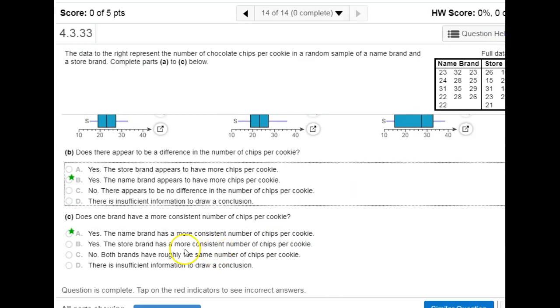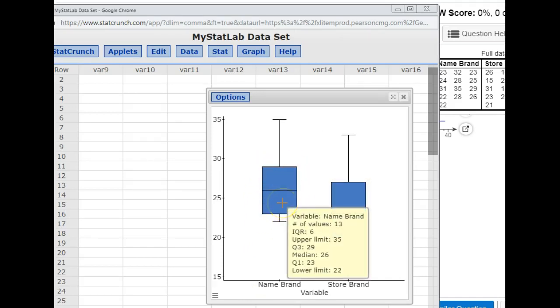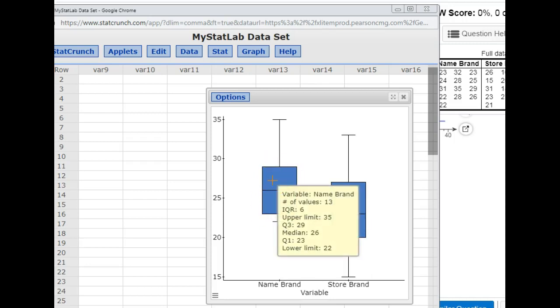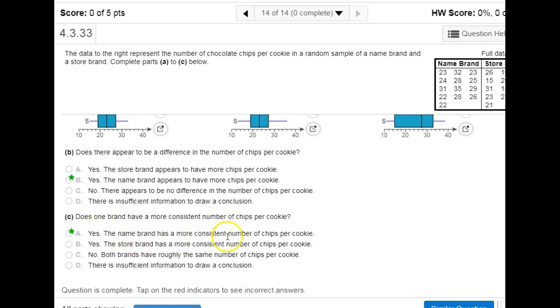And so finally then, part C, does one brand have a more consistent number of chocolate chips per cookie? So consistent would be that there is a tighter, smaller box, so most of the cookies are falling into a consistent, similar value for the number of chocolate chips they have. And this box is smaller for the name brand than the store brand, and the store brand also has much longer whiskers, which shows that there's data where some cookies have a much higher number of chocolate chips and some have a much lower, where everything's just more compact and shorter on our name brand here. So there is evidence that the name brand is more consistent as well.